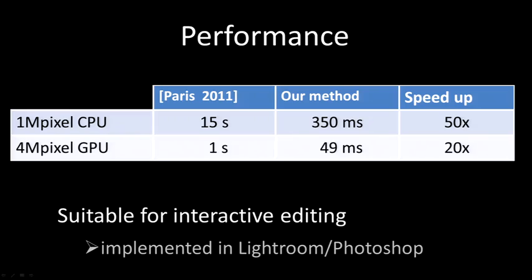This allows a speedup of approximately 50 times on CPU and 20 times on GPU, compared to the approximation introduced in the original paper. This leads to a computational time below half a second per megapixel on CPU. This is fast enough for interactive image editing, and thus the local Laplacian filters are now used in several Adobe products with our new algorithm as an implementation.